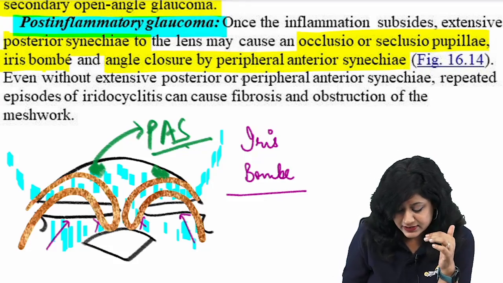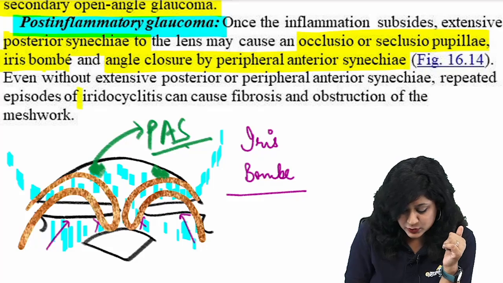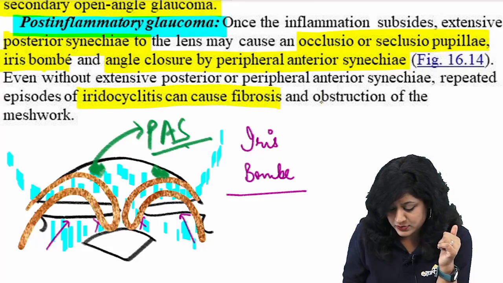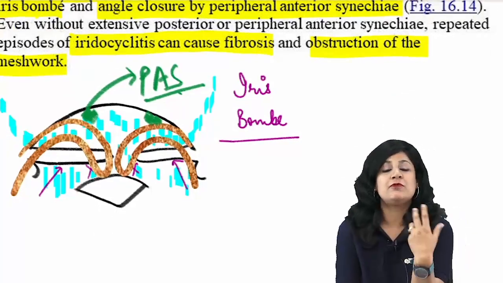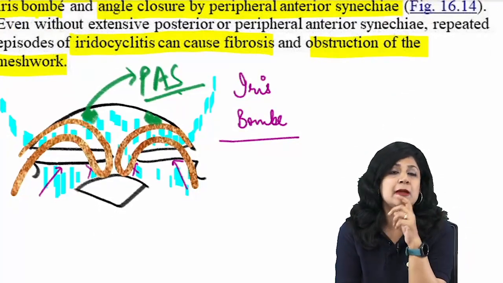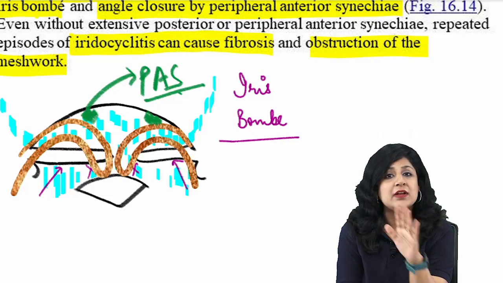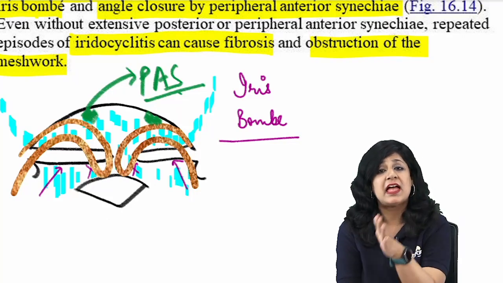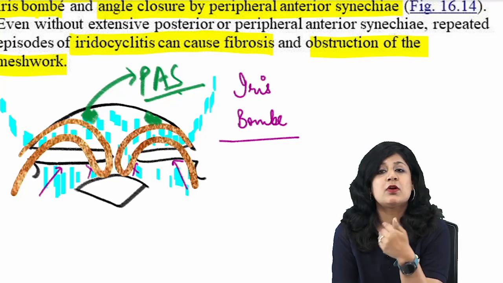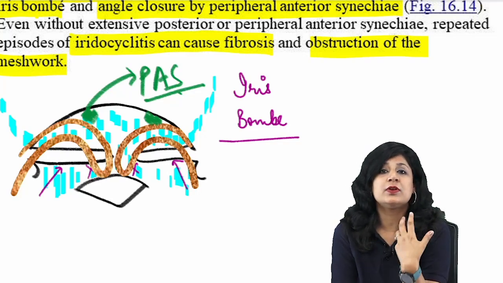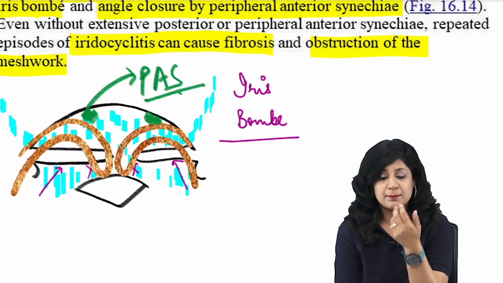Now, even without extensive synechiae, repeated episodes of iridocyclitis can also cause fibrosis and obstruction of the meshwork. This is one of the mechanisms where the synechiae formation takes place. Even though I do not have synechiae, I can still have glaucoma due to the recurrent episodes of uveitis, because they are going to cause fibrosis and obstruction of the trabecular meshwork.